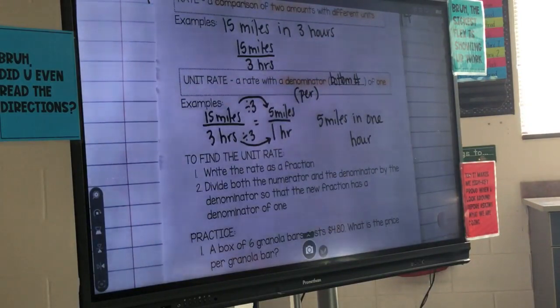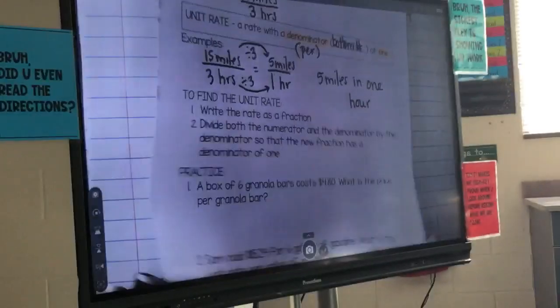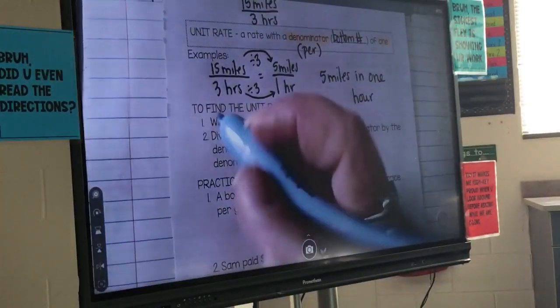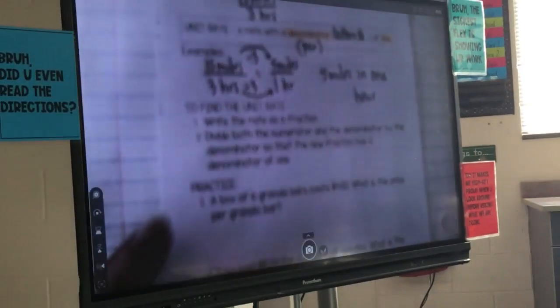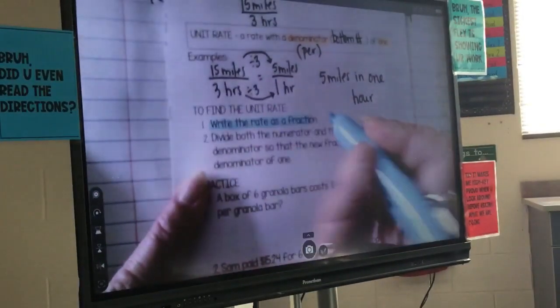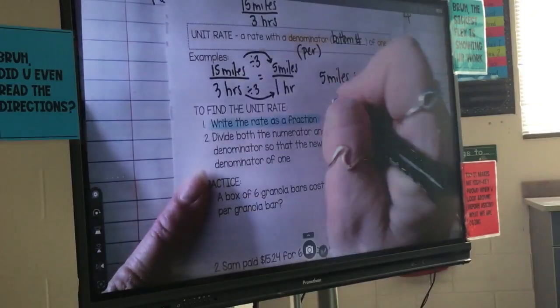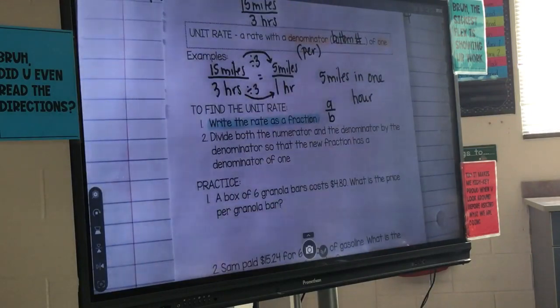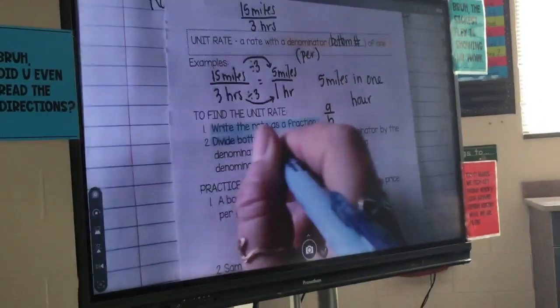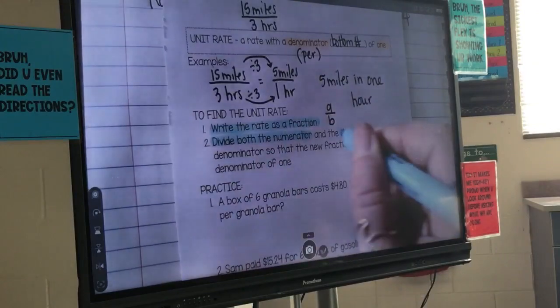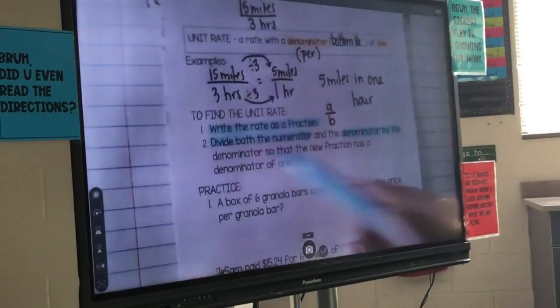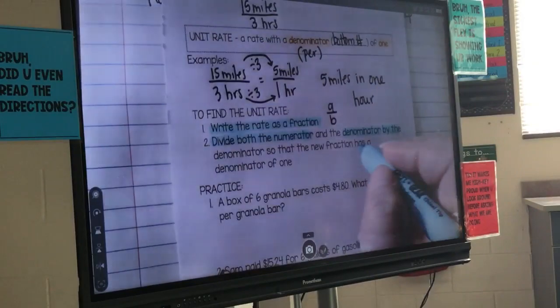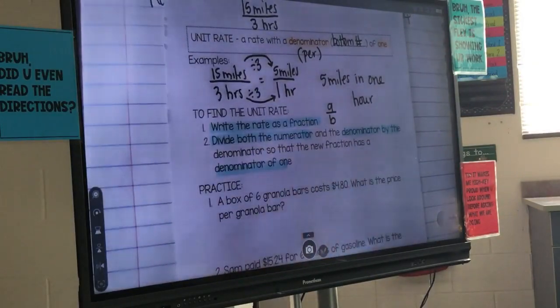All right, so to find the unit rate, there's just really 2 steps. Yesterday, I think there was 3? But you're going to write the rate as a fraction. So always remember, it's A to B. It's not AB, it's A to B. But you're writing it as a fraction because it's just easier to simplify that way. Then you're going to divide both numerator and denominator by the denominator to make the new fraction of 1.